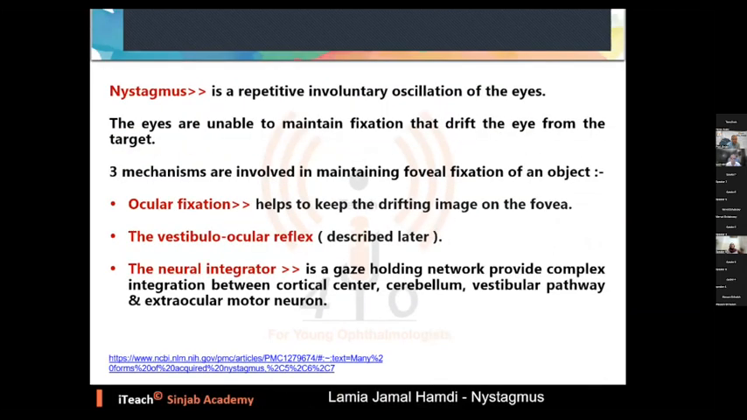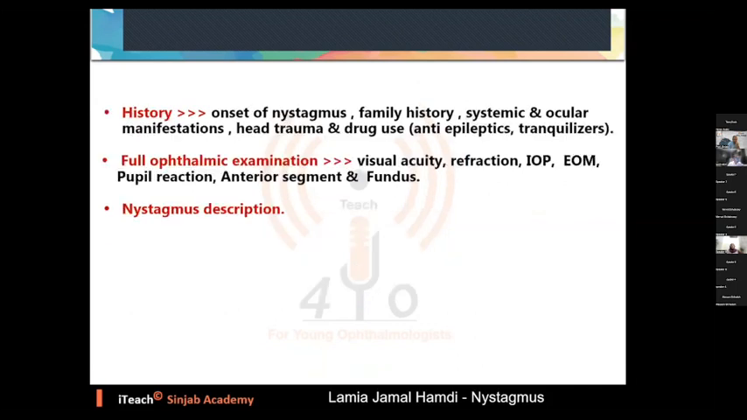Now, the nystagmus definition: it is a repetitive involuntary movement of the eyes. The eyes are unable to maintain fixation, leading the eye to drift away from the target of fixation. There are three normal mechanisms to maintain foveal fixation of an object: ocular fixation, vestibulo-ocular reflex, and the neurointegrator, which is a network connecting the cortical center, cerebellum, vestibular pathway, and extraocular motor neuron. The main function of the neurointegrator is gaze holding, so any defect of these three mechanisms can lead to nystagmus.